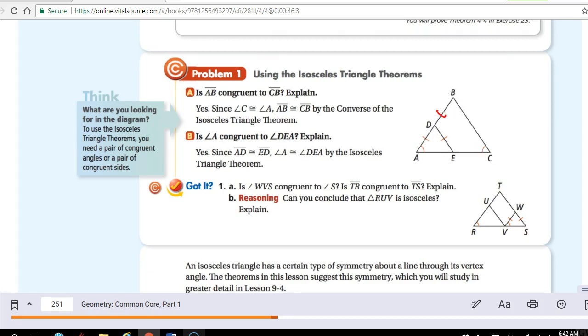So this whole side would be congruent to this whole side. Now I can mark that with double tick marks so that you'll know. I just don't want you thinking it's that short piece. It's really this whole piece right here.